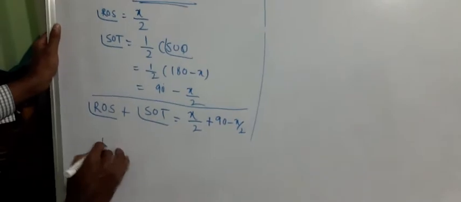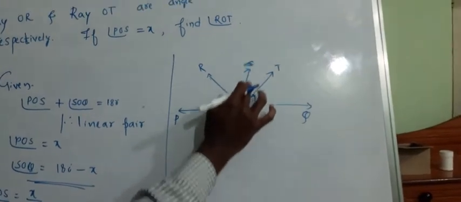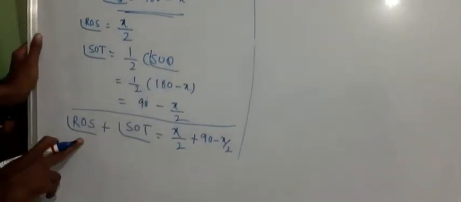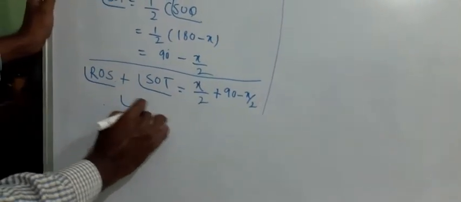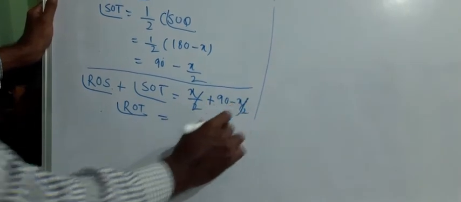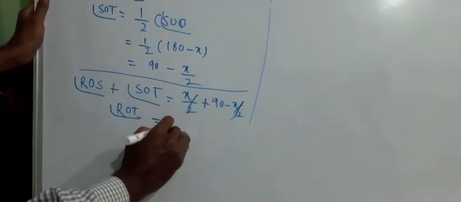Now, angle ROS plus SOT is nothing but ROT. So instead of ROS plus SOT, what can I write? Angle ROT is equal to x by 2 plus 90 minus x by 2; this x by 2 will get cancelled, leaving 90 degrees. That's it.